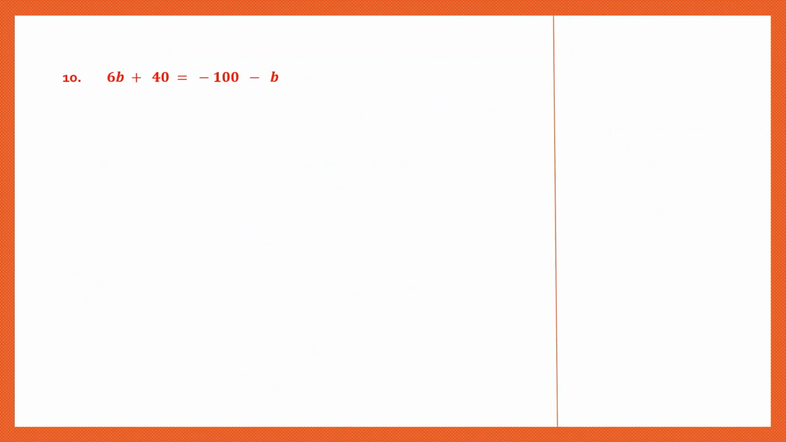Question 10. 6b plus 40 equals minus 100 minus b. So we have variables on both sides and constants on both sides. So let's put the variables on the left hand side here. So 6b is already here. Let's transpose minus b. When it comes this side, it becomes plus b. Now on the right hand side we have minus 100. We are going to transpose plus 40 from the left hand side to the right hand side. It becomes minus 40. So here 6b plus b, that is 1 here.